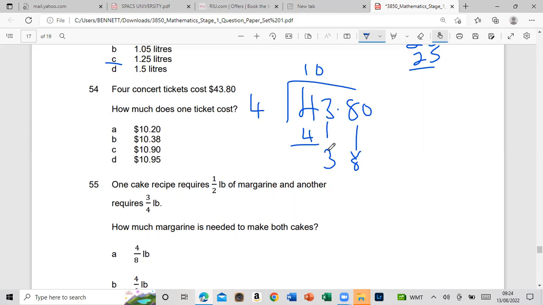And if I make a mistake, tell me, guys. 4 into 4, 1, 4 ones 4, carry down the 3, 0, carry down the 8. Yeah. 4 into 38. 9 times. Very good. So you put the decimal point. 4 9s are 36. So subtract 36 from 38, leave 2, carry down the 0. 4 into 20, 5. So it's 10.95.